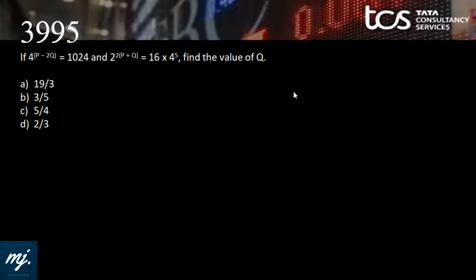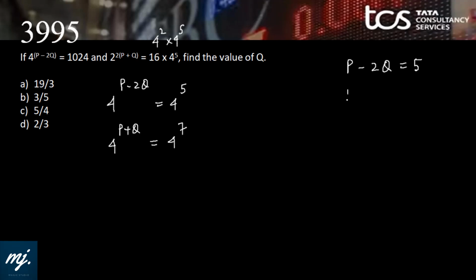Okay, and again a question from indices, I guess. 4 to the power something is 1024. 1024 is 2 to the power 10, that is 4 to the power 5. That is 4 to the power p minus 2q is 1024, that is 4 to the power 5. So we have p minus 2q equals 5. We can compare the indices. Then this is 2 to the power something. Let us convert this entire thing into 4, because 4 is 2 square. So it is 4 to the power p plus q equals 16, which is 4 square, into 4 to the power 5, would be 4 to the power 7. So we have p plus q equals 7.